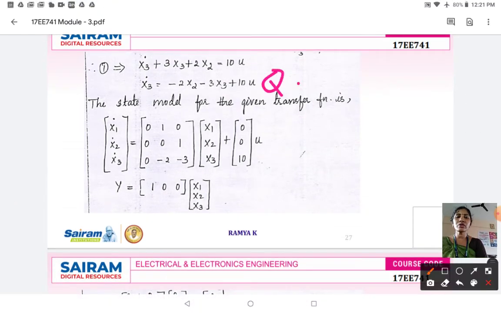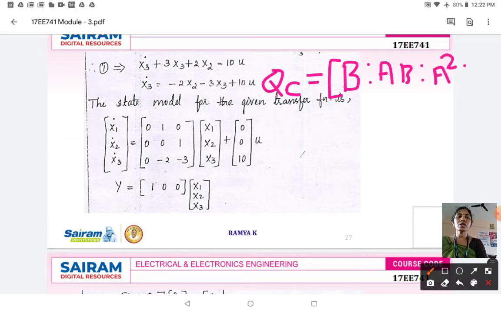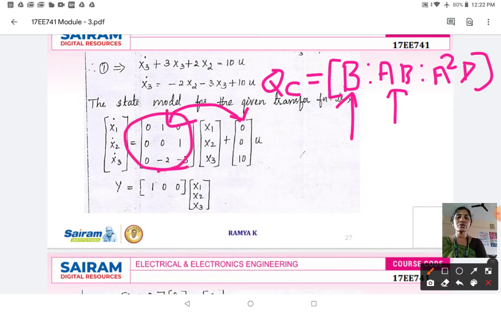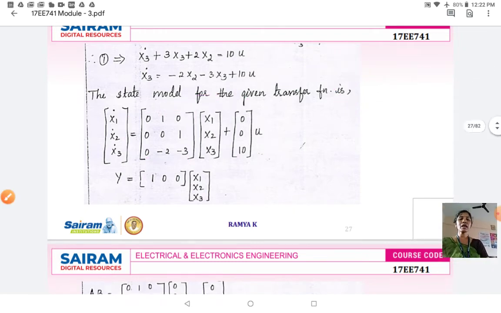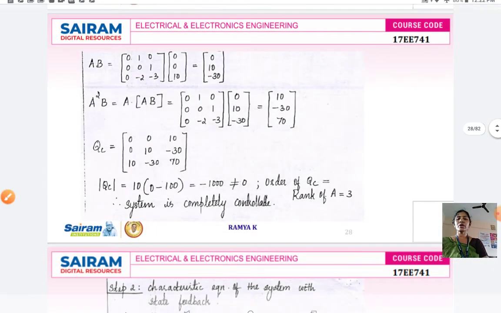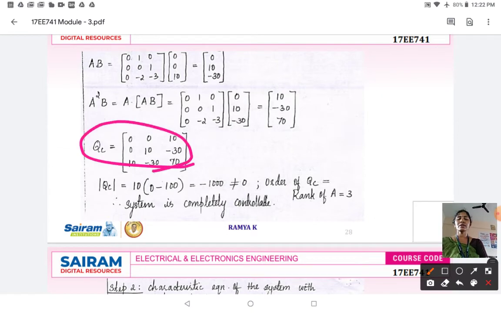To find the controllability matrix, I will be getting 3 terms. First one is your B, second one AB, and third one is going to be your A square B. So, you know, B is available in this problem. AB means you have to multiply A and B. Next, A square B means this A matrix needs to be multiplied twice, and then it has to be multiplied with the B matrix. After doing so, you are getting the controllability matrix as this one.